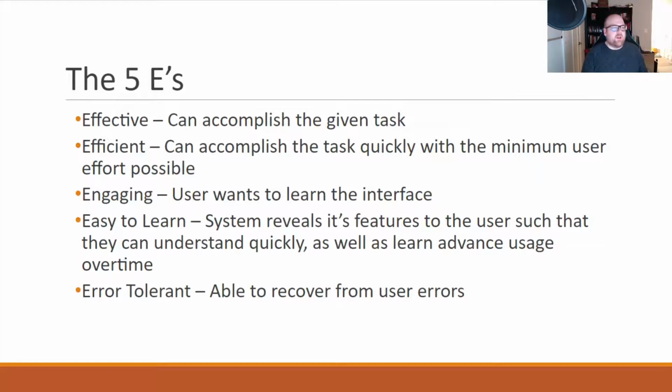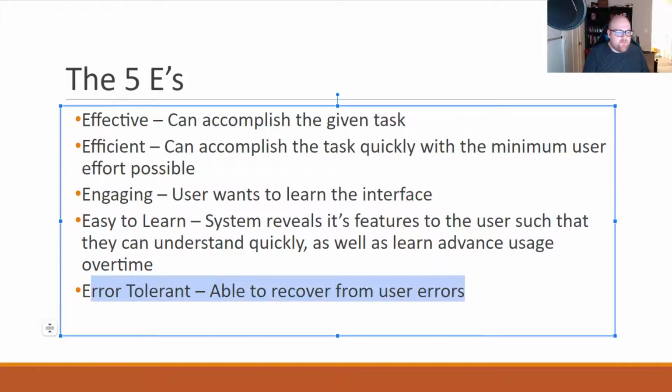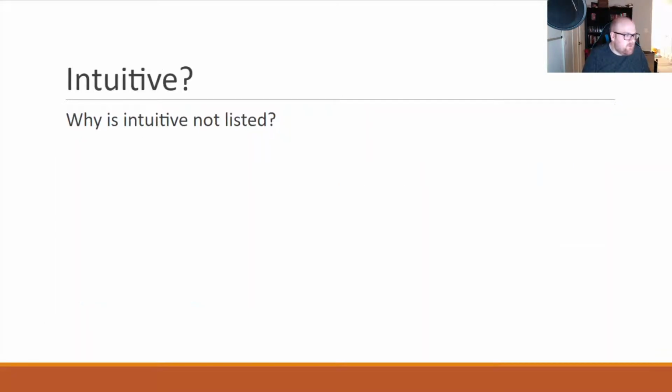And then error tolerant. This is a big one. Able to recover from user errors. If I do the wrong thing, I want to fix it. Outlook actually has a useful tool for this. If I send an email and I immediately think, wait, I need to edit that, if I close Outlook, it actually holds the email for 30 seconds, and so I can prevent it from being sent. That's better than not being able to recover it at all.